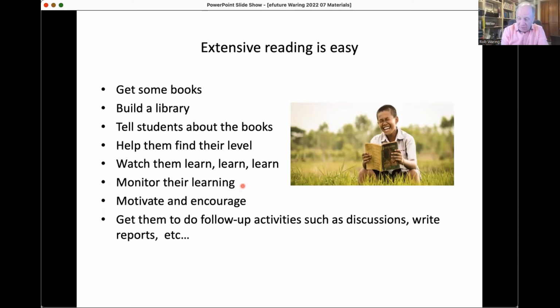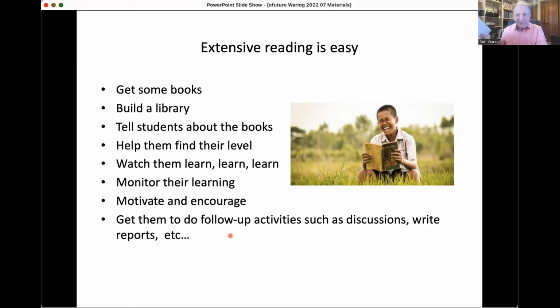You monitor their learning, make sure they're doing the reading, make sure they're not reading something too difficult, because that becomes study reading, and not something too easy, so that they're being challenged. And of course, you have to motivate and encourage them and organize follow-up activities such as discussions, reports, presentations.